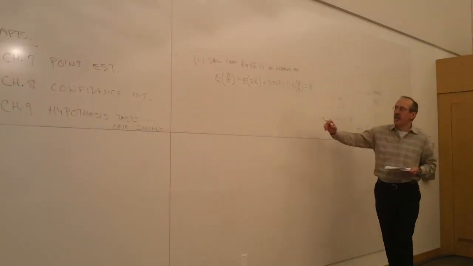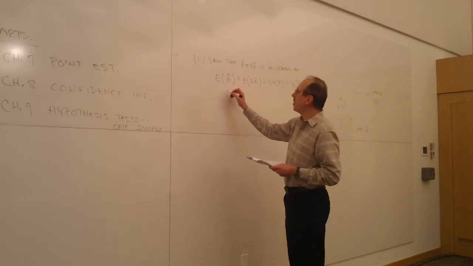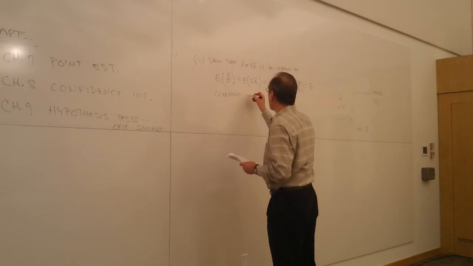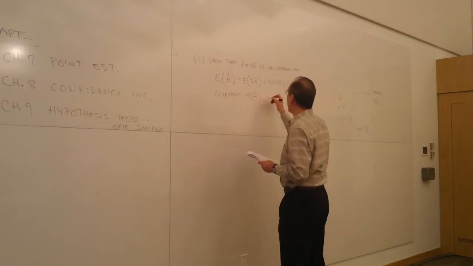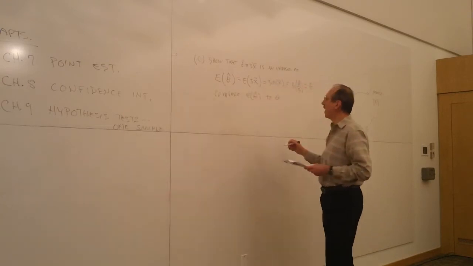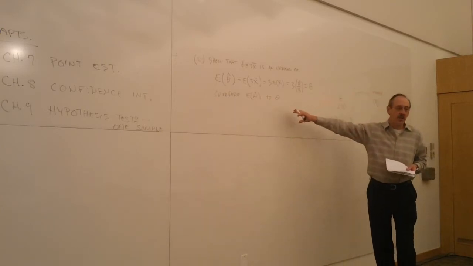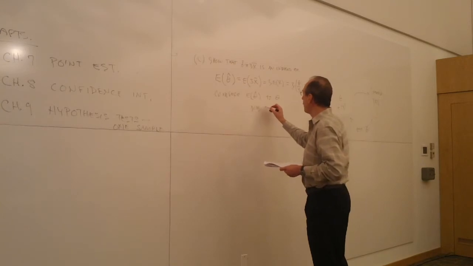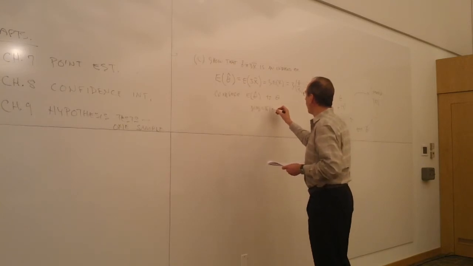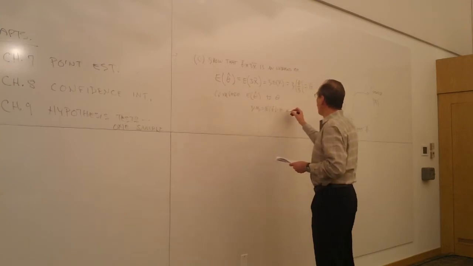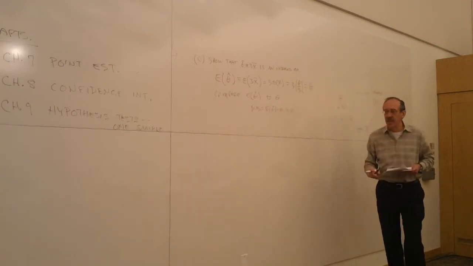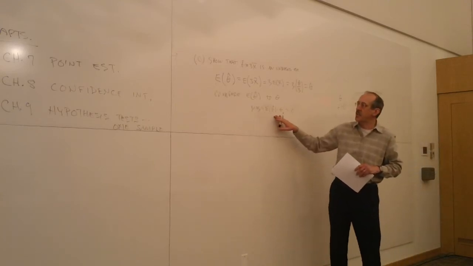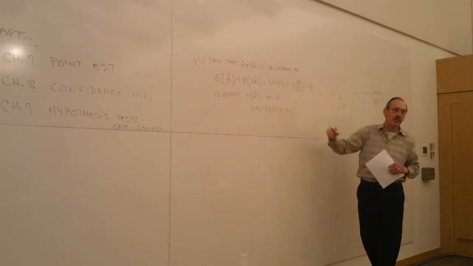So the idea here again is we want to compare the expected value for our estimator to the true value. If they're equal, the bias, which is the difference between those, equals 0, then we have an unbiased estimator. If a problem asks you for the bias, you just plug it into this thing to give you the value.